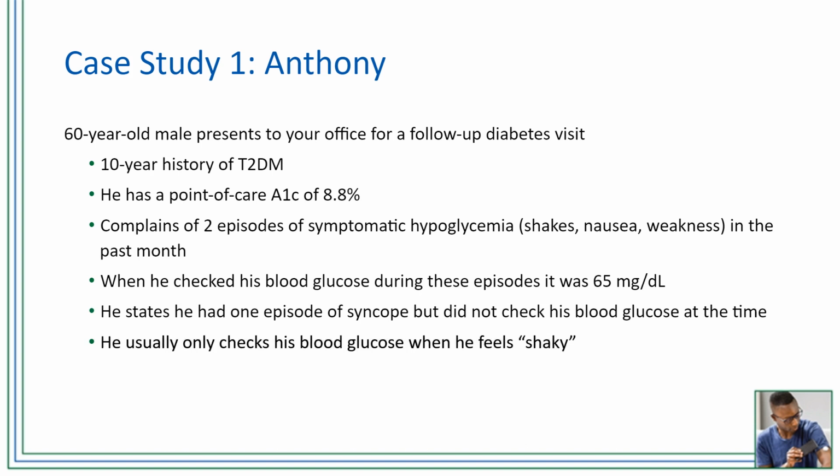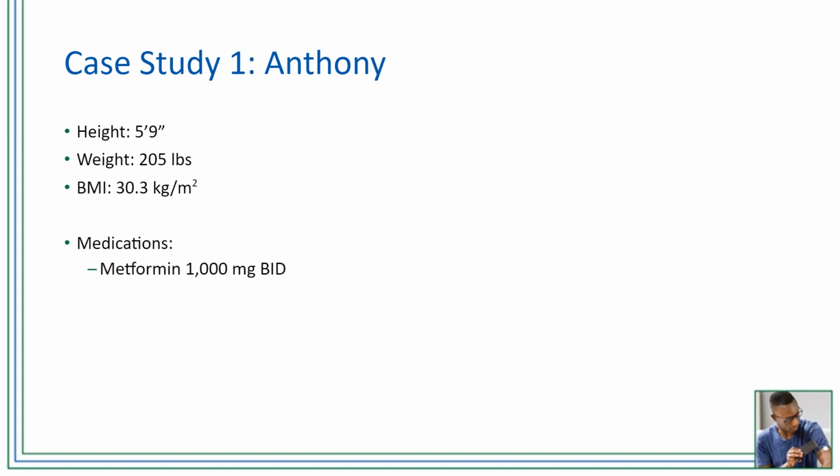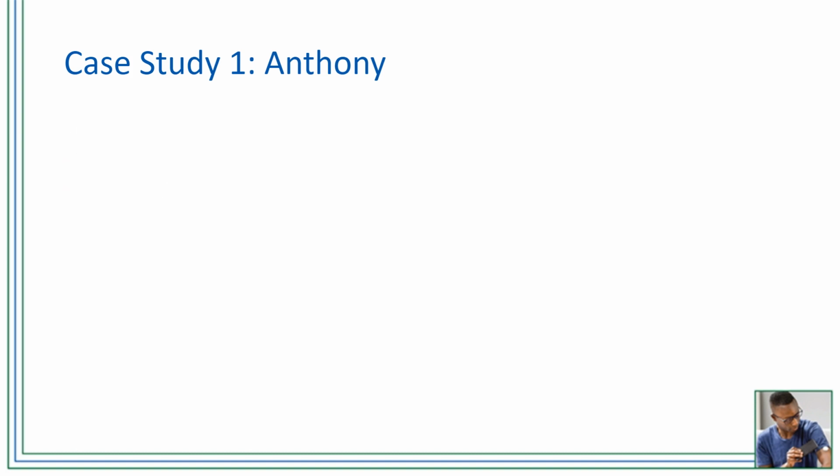He usually only checks his blood glucose when he feels shaky, and today he did not bring in his glucose logs. He's 5'9" tall, weight is 205, a BMI of 30.3. He's currently taking metformin 1,000 milligrams BID, glipizide 10 milligrams, and insulin glargine 40 units in the evening.